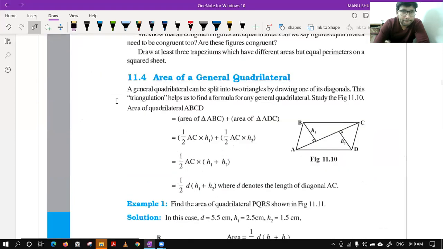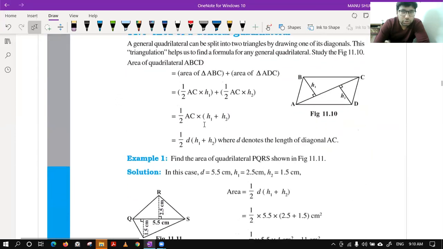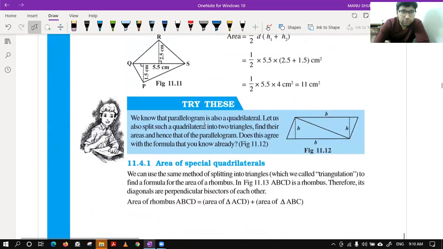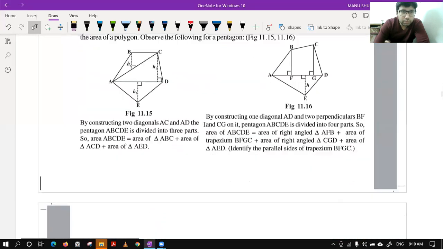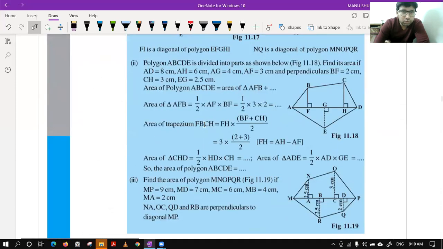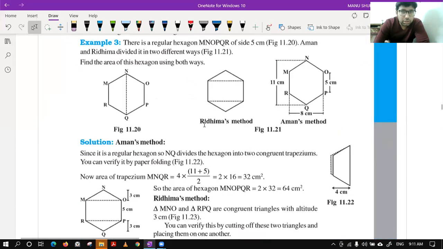Okay, area of a general quadrilateral. Fine. Special quadrilaterals we have also done. Polygons we have not done, but it's simple. We will discuss them in the questions only. Now let's start.